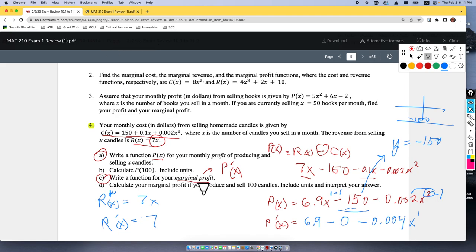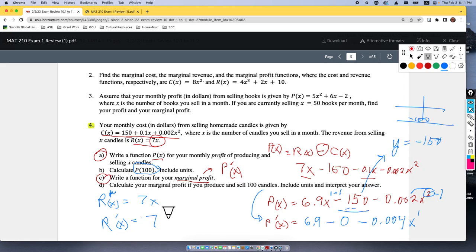Then calculate your marginal profit if you produced and sold 100 candles. So again, once we have this, all we have to do is put 100 into that function. And that's part of what you'll need to look at on the test. They'll sometimes ask what's the value. If they wanted to know the profit like they did here, P of 100, that goes into the profit function. But if they want to know the marginal profit, that number goes into the marginal.